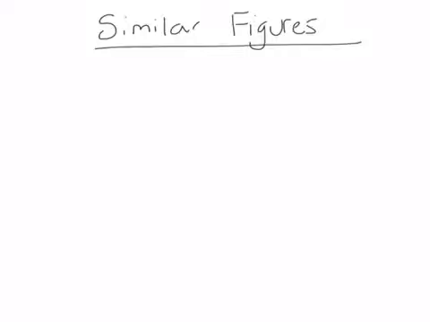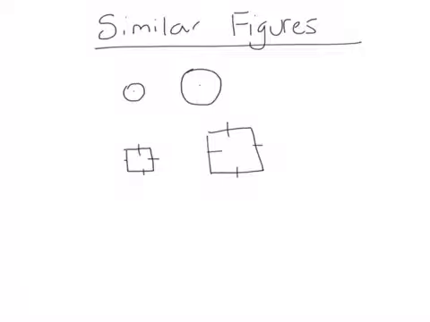With similar figures, they are figures that have the same shape but not necessarily the same size as another shape. For example, if I've got a circle, whether it's tiny or big, they're always going to be similar. Same with a square. Regardless of the size, they are always going to be similar.